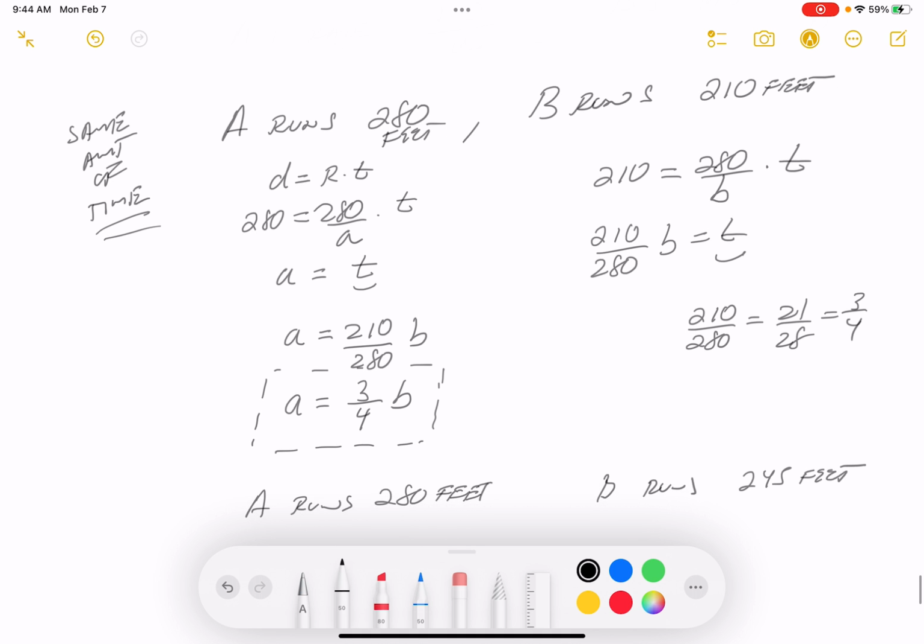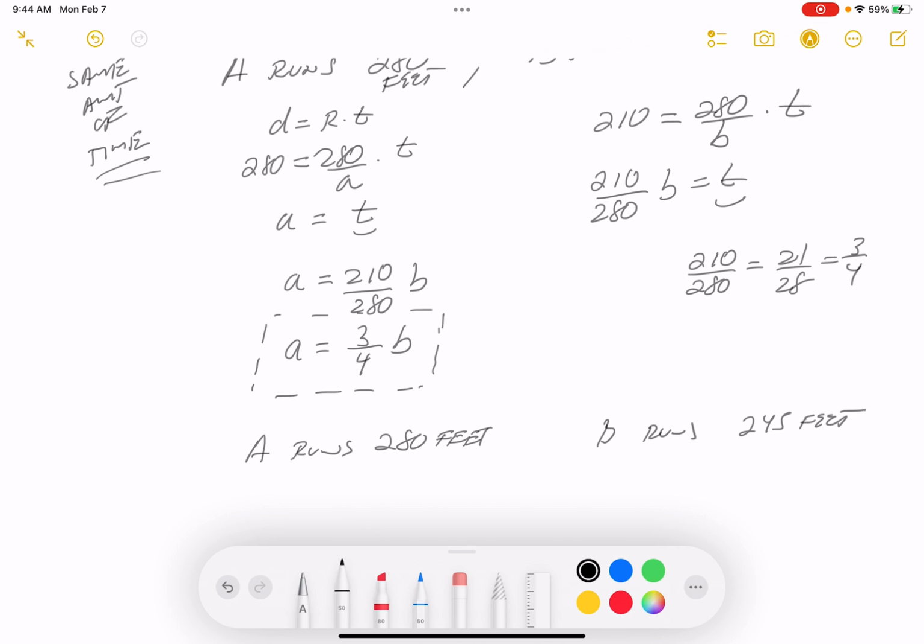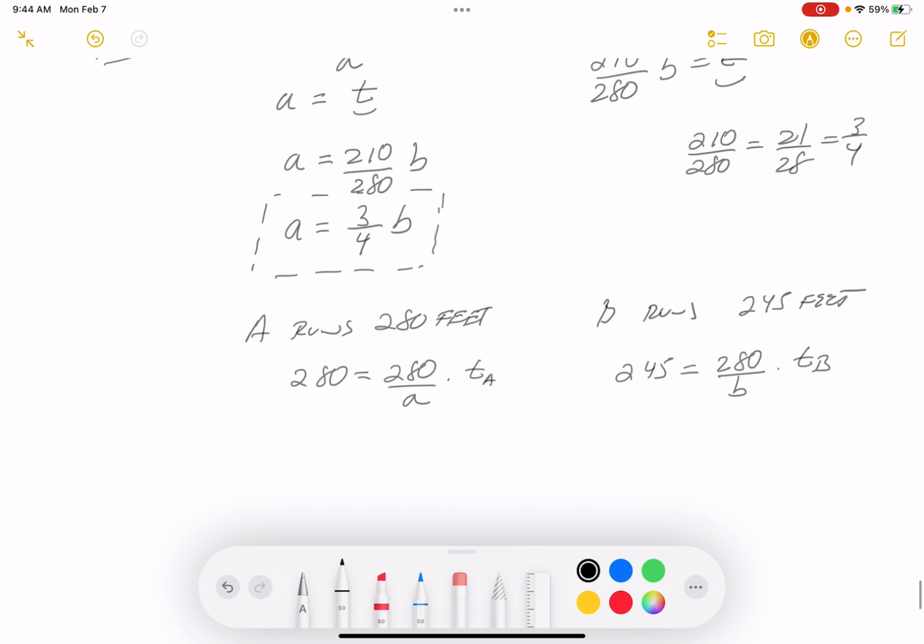And I'm going to write this down now, just like I did before, but the times are not the same, by the way. Somebody won. Somebody beat somebody else this time. It wasn't a tie race. So I'm still doing D equals R times T. That's going to be 280 over A, and this is the time that A runs, but it's not the same amount of time. And B runs 245 feet, and his rate is going to be what? 280 over B, and this is the time that B's running that race. It's a different time, but we'll get to that later.